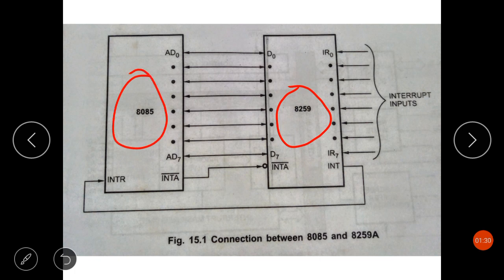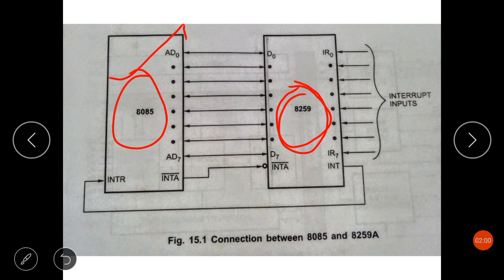Initially, how many interrupts were present with 8085? 5 interrupts like trap, RST 7.5, RST 6.5, RST 5.5 and INTR. These all are interrupt inputs, interrupt pins. Now by using this 8259 programmable interrupt controller, we can increase the interrupt handling capacity of this 8085 microprocessor. So here it is shown a connection between this 8259 and 8085 microprocessor.